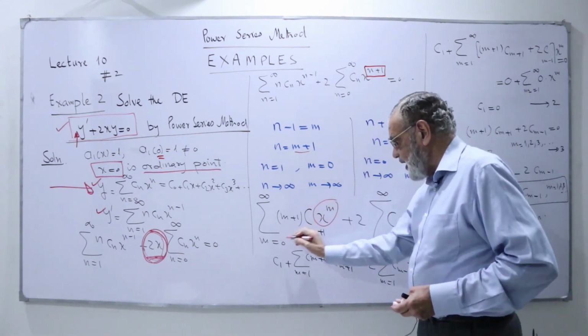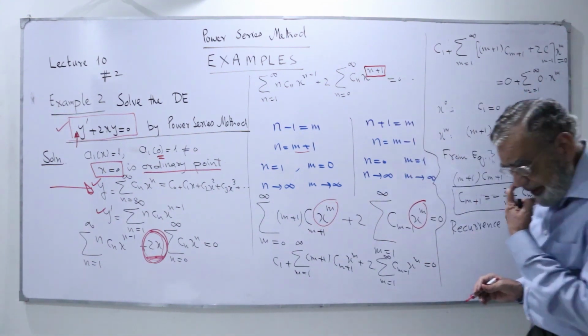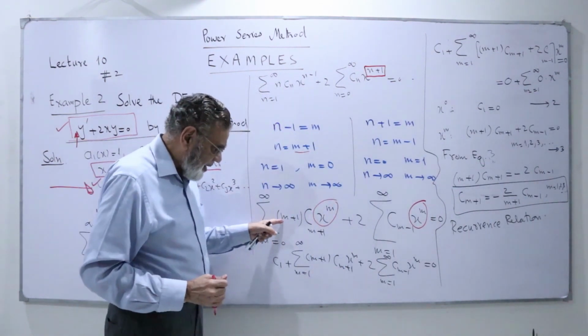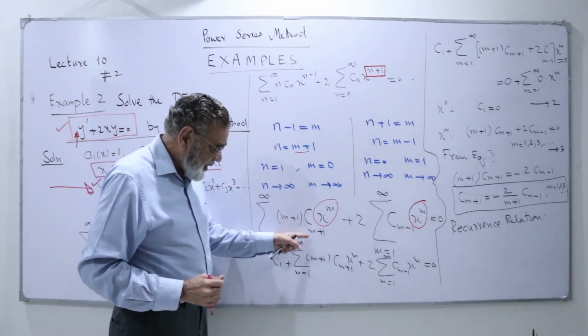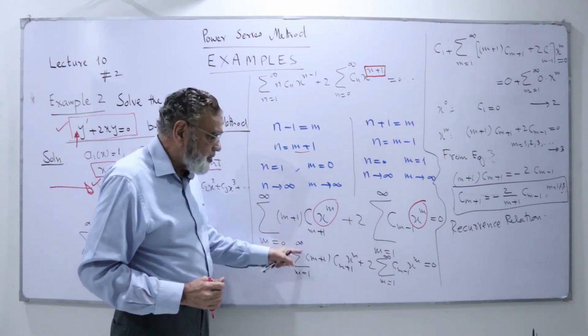But here the summations are not equal. I told you that the summation is very easy to make equal. We take one term out, m equal to 0. When we take m equal to 0, we get c1, and x to the power 0 is 1. Then the next term will be from 1 to infinity.